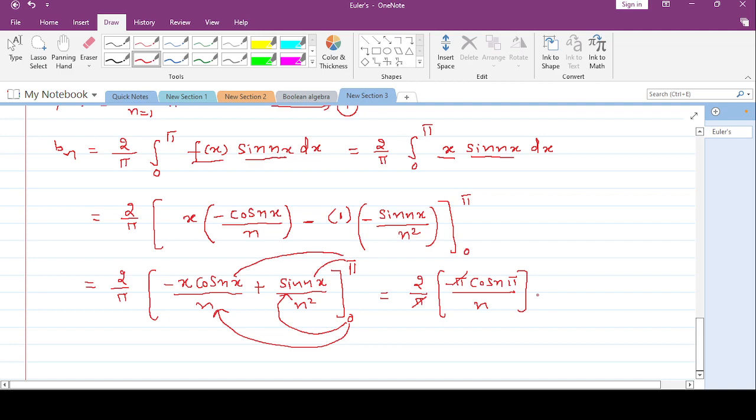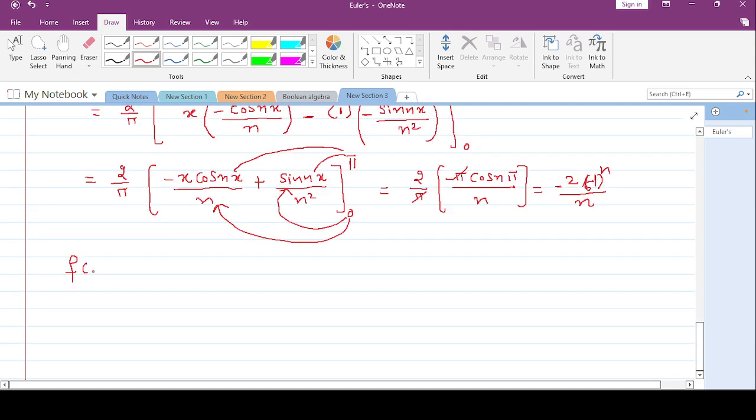Okay. So after finding the value of Bn, we write it in our Fourier series. So f of x is equal to summation n equal to 1 to infinity Bn into sine nx. So what is the value of Bn? Bn value is minus 2 into minus 1 raised to the power n divided by n, into sine nx. So this is the Fourier series expansion for our function.